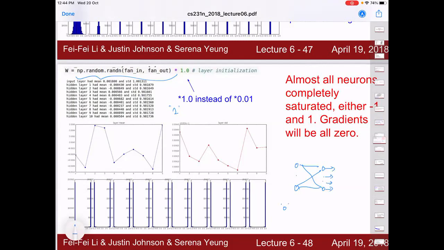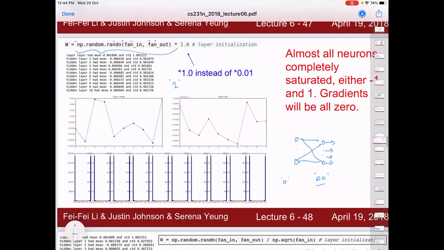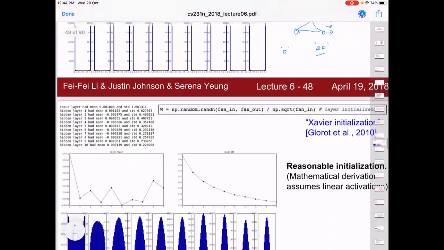So if there is diversity, even the delta O's will be different, and the delta W's will be different. If there is no diversity, the delta W's will also be the same, and that will not help in learning, right? Please make a note of it. So these are good checks for you when you initialize and train a neural network.